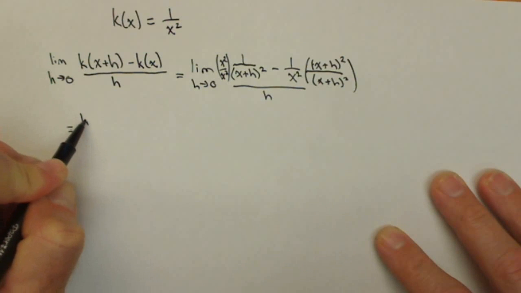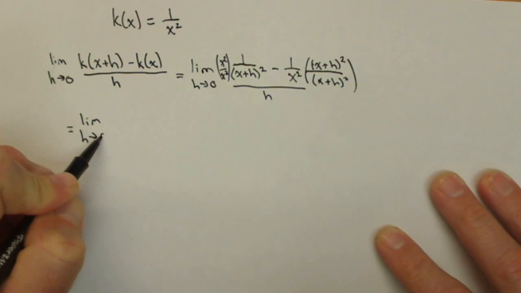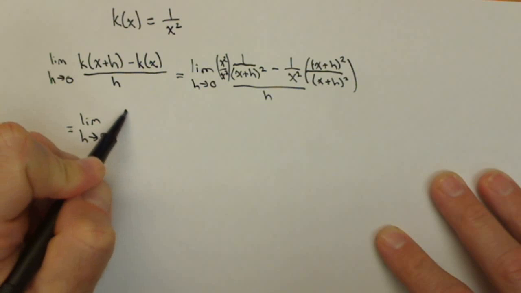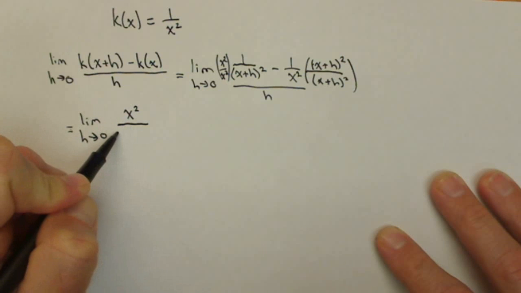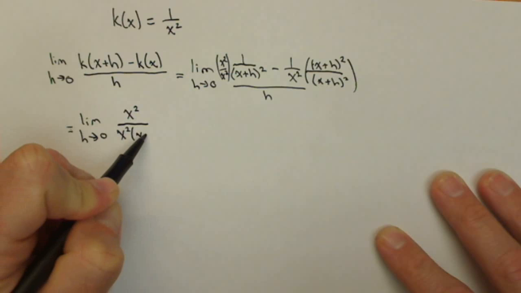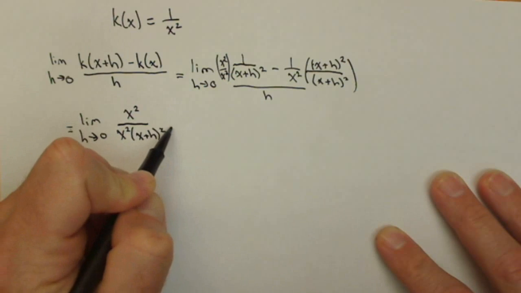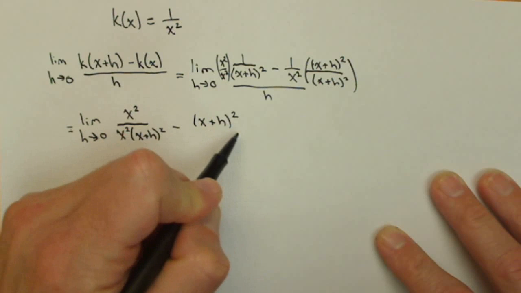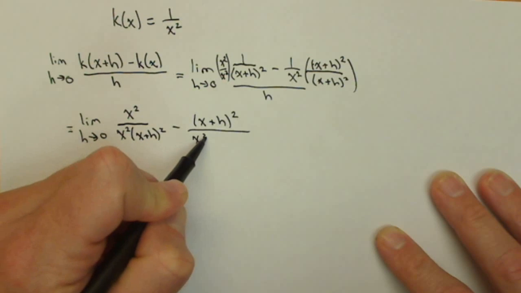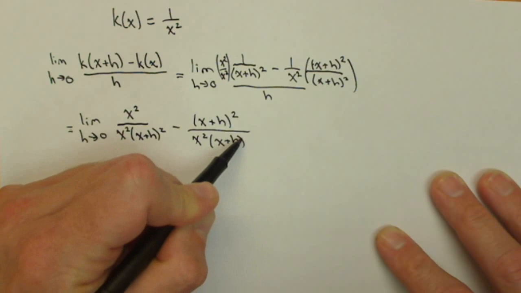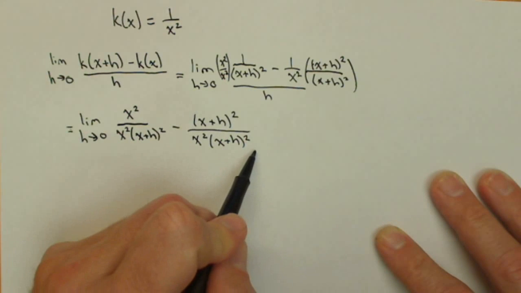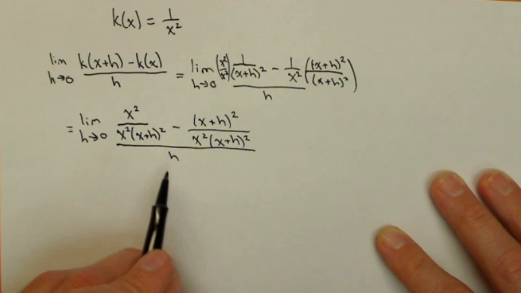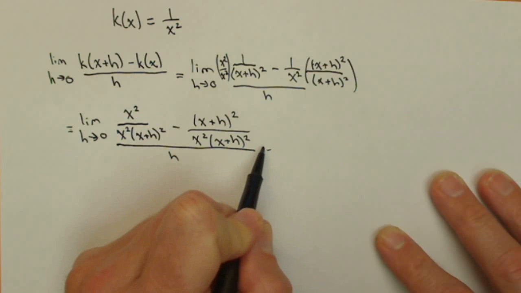So we have the limit as h approaches 0, and we want to write that until we've actually taken the limit. This first part is going to become x squared over x squared times x plus h, the quantity squared, minus this second part, which is going to be x plus h, the quantity squared on top, over x squared times x plus h, the quantity squared. Now remember, this whole thing is over h. So that's the numerator. There's our little denominator there.